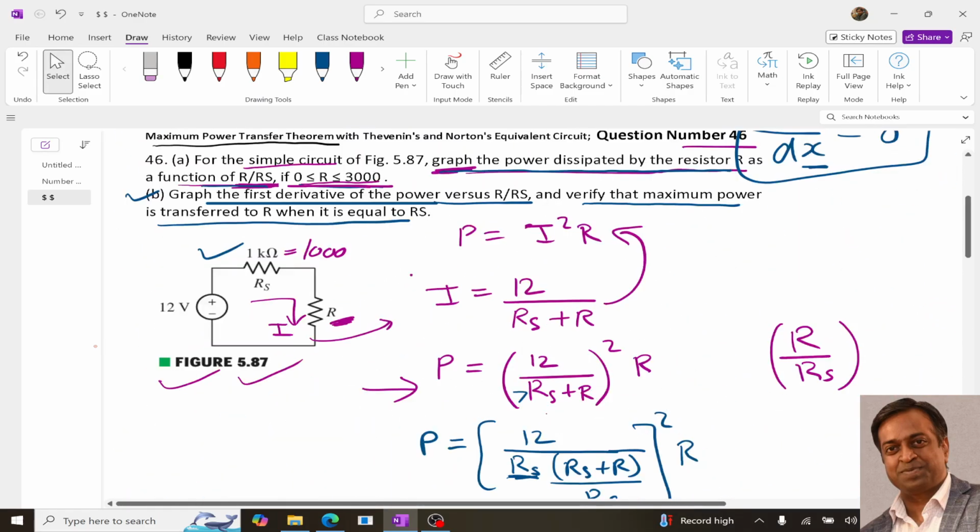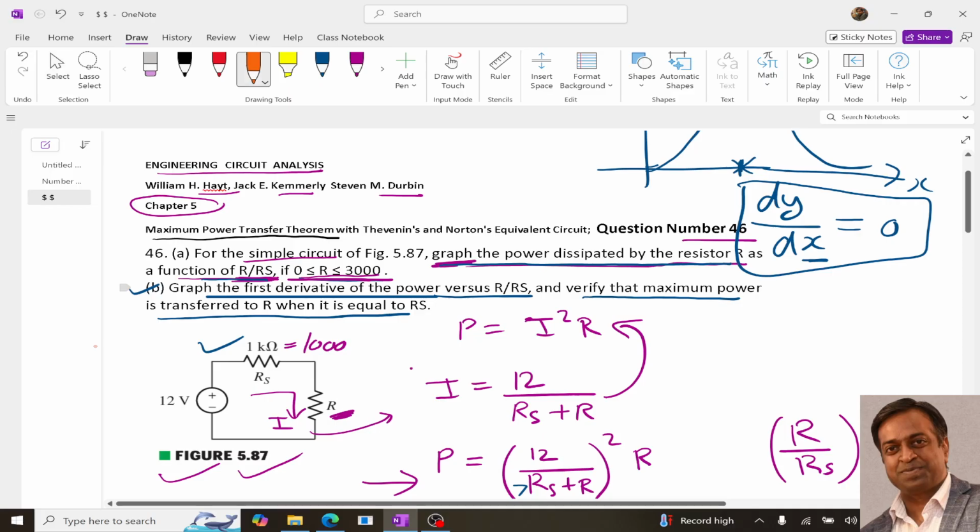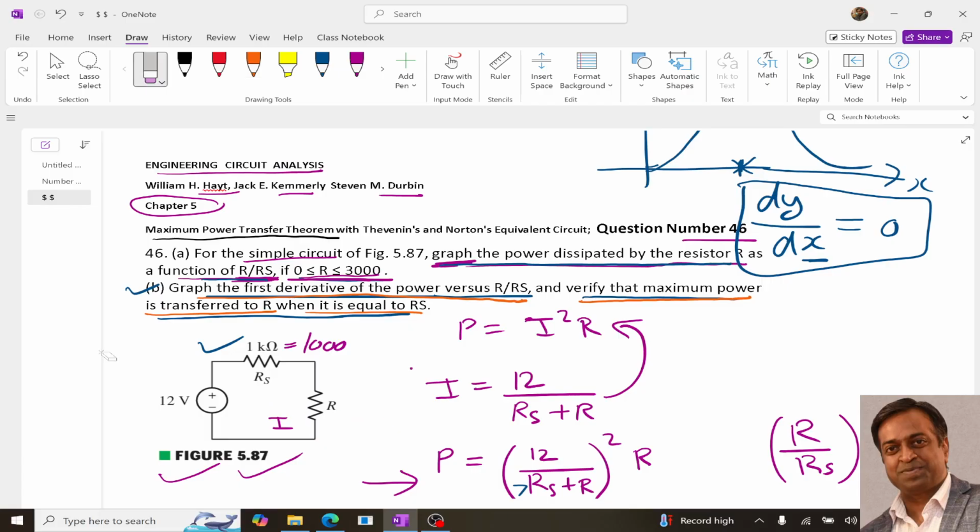So the second part of the question, which says graph the first derivative of the power versus r by rs, we have done. And then it says verify that maximum power is transferred to r when it is equal to rs. This also we have derived, that maximum power will be transferred to this resistor only when R is equal to Rs, right?